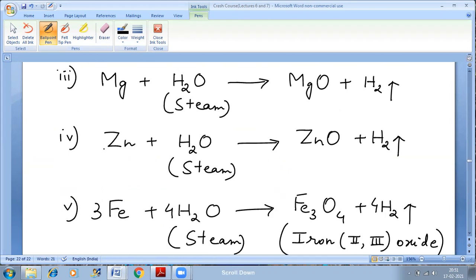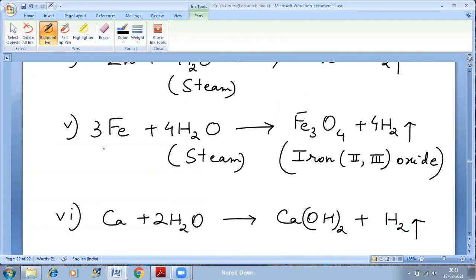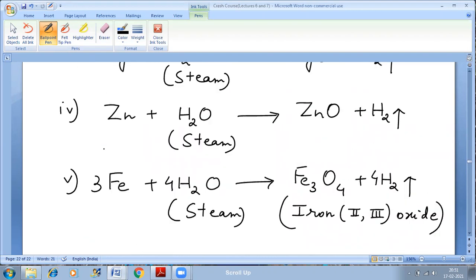So magnesium reacts with steam to form magnesium oxide and hydrogen gas. Zinc reacts with steam to form zinc oxide and hydrogen gas. So you have to know the conditions. I mean, you have to know where it is steam and where it is liquid water. So just remember these 6 examples.